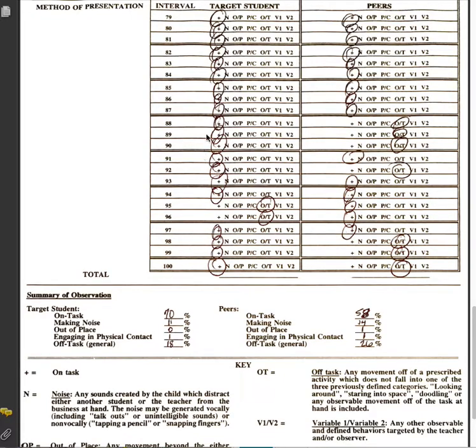So then what you do is you go through and you count up each column. There were 70 pluses, there were 11 Ns, there were 0 out of place, 1 physical contact, and he really didn't touch the child. He reached over and wrote on the desk of the kid next to him in the shaving cream that was there, and then general off-task behavior. And then you do the same thing for the peers.